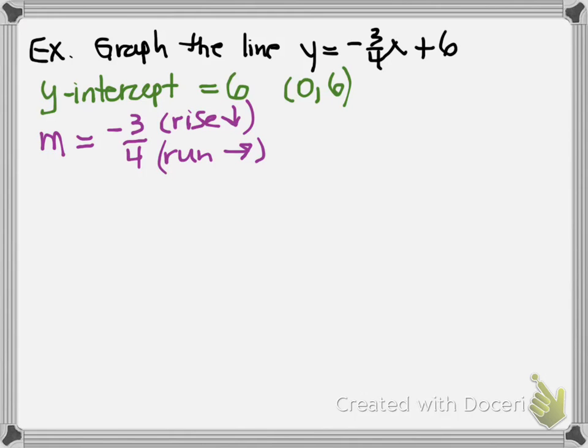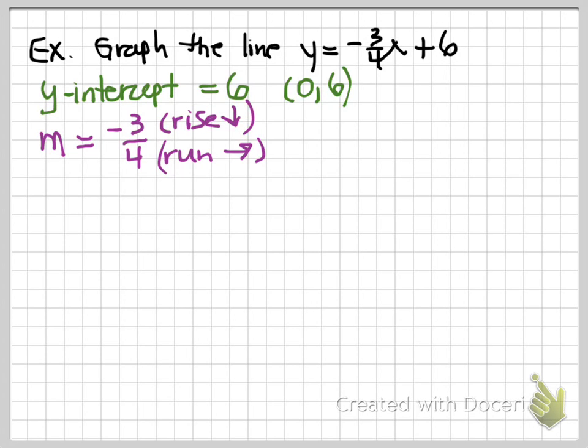Now, for some reason, I've seen a lot of kids struggle because they forget what direction to do first, and they do run over rise, and that doesn't work. They don't pay attention to signs. Now, personally, I always put the negative in the rise value. That way I'm always running to the right. So I only have to pay attention to my rising up or rising down, and that would be it. So we're going to go 6, and we're going to rise down and to the right 4.